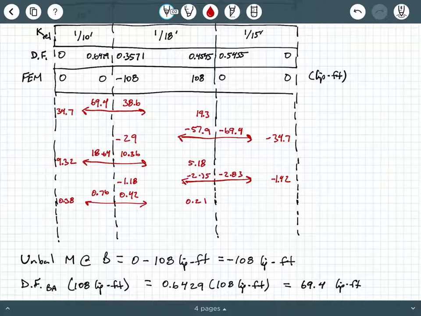Okay, so at this point, this may be a pretty good stopping point. I say that because if you look at the lack of balance, we have an imbalance at C of 0.21 kip feet. But think about it this way, it's 0.21 kip feet out of like 100 and something kip feet. So we're probably okay to stop now. We could do one more iteration if we wanted to.